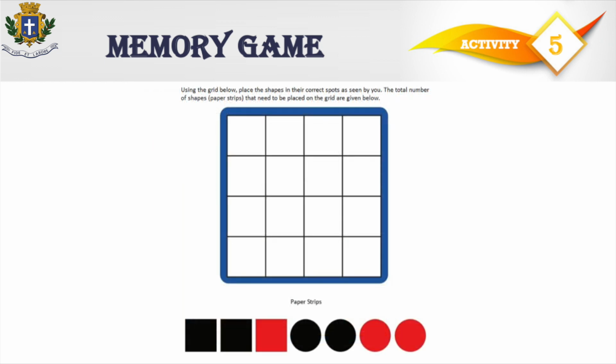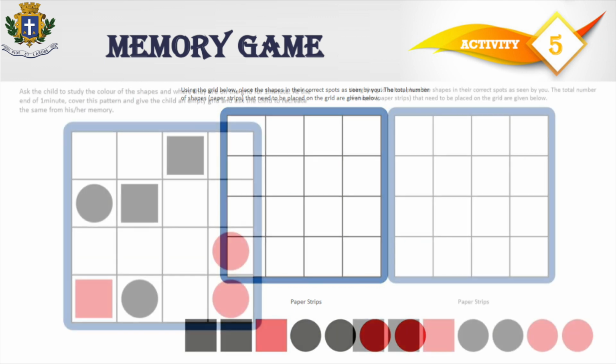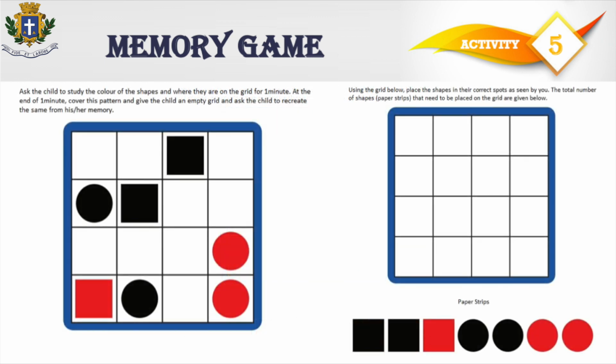The parents and educators need to have a 4x4 empty grid and some paper strips as shown here at the bottom of the empty grid. The child is asked to look at the color and positioning of each shape on the grid for 1 minute. At the end of 1 minute, cover the pattern and ask the child to recreate the pattern exposed to him or her. You may also use small pictures for this activity instead of shapes.